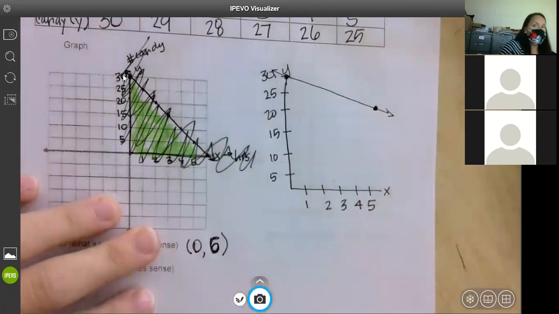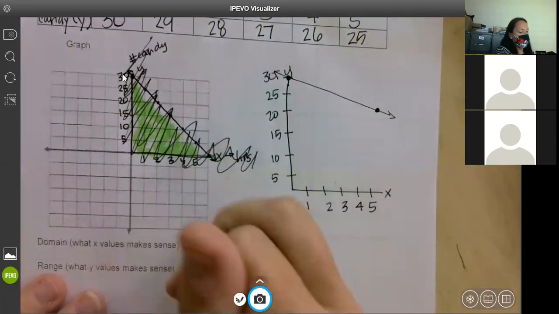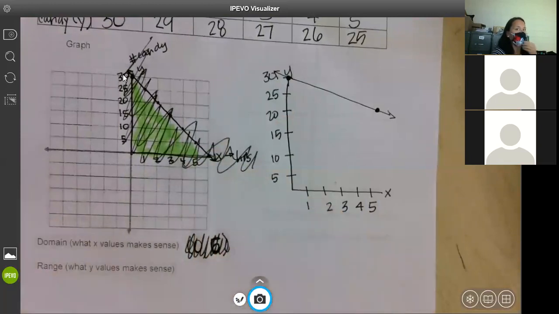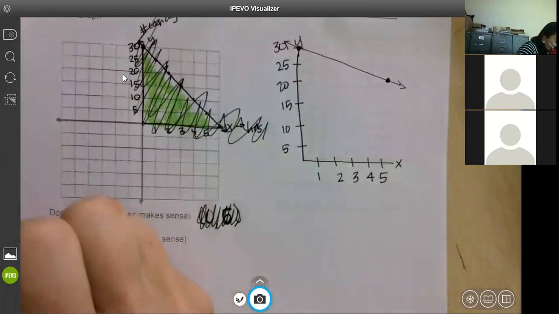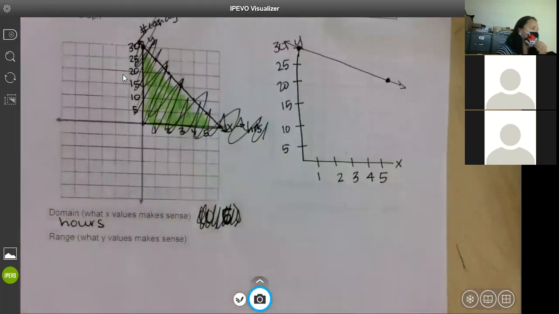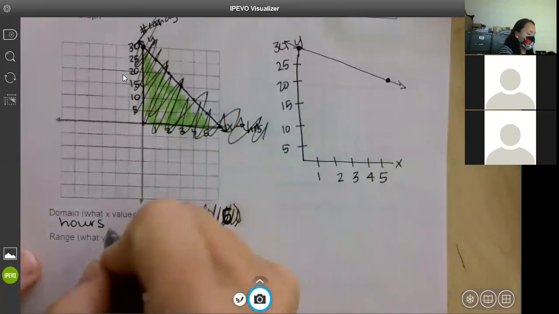It's not even going to touch the x-axis. So then your domain is really crappy. All right, but we can still do it. Okay. Domain is your hours. What's the least amount of hours you're going to have? Same thing it was before.